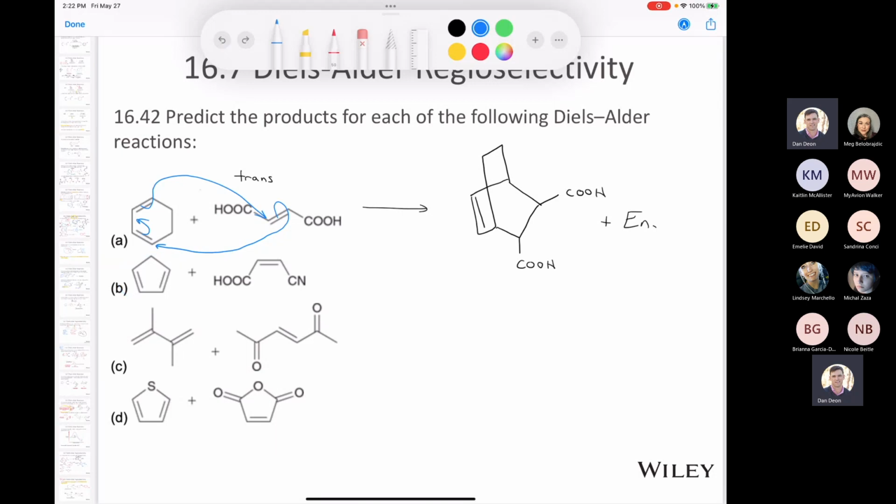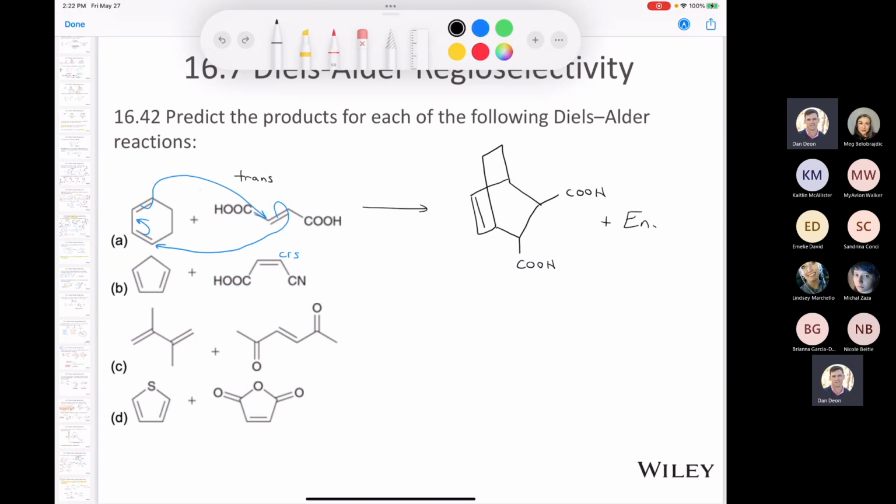Next, we have cyclopentadiene, and we have an unsymmetrical dienophile. However, our diene is symmetric, and so we don't have to worry about regioselectivity. But we have a cis alkene in this case, right? Both of our H's are on the same side. So this is a cis alkene, or you could call it a Z alkene. And so we're going to end up with both the carboxyl and the nitrile in the endo position.